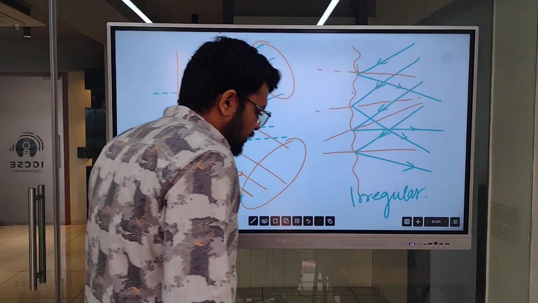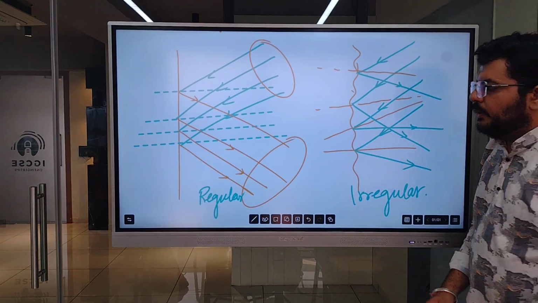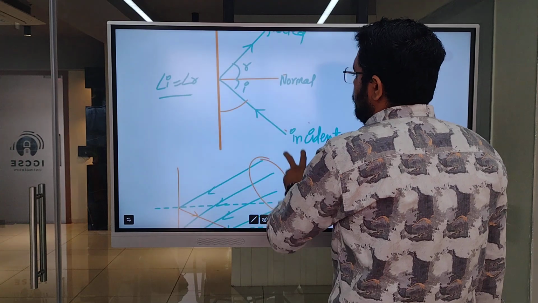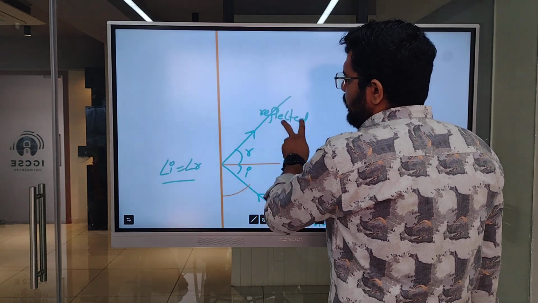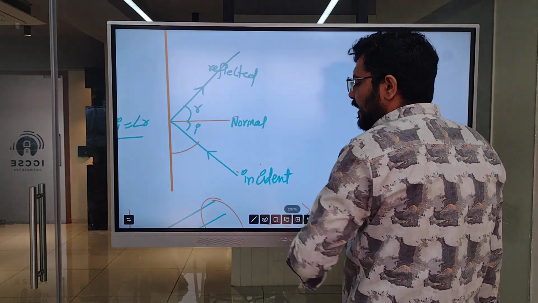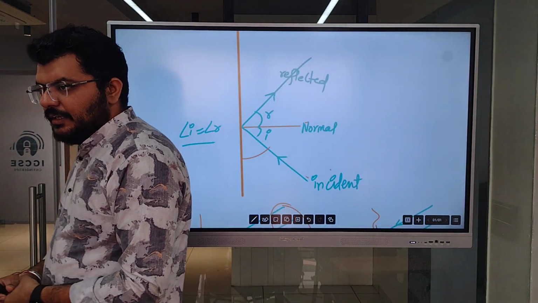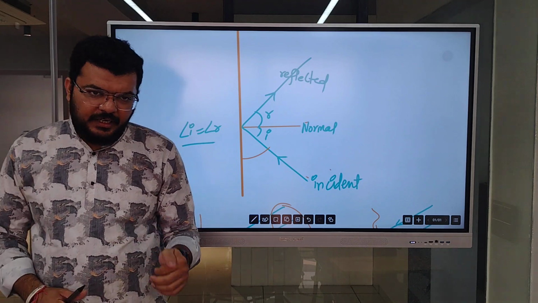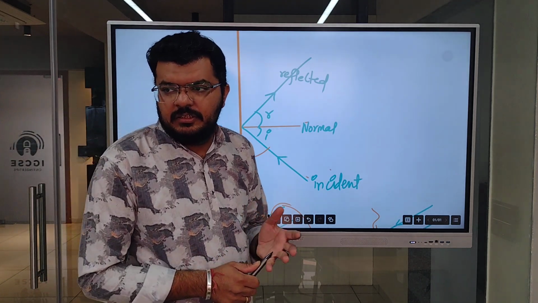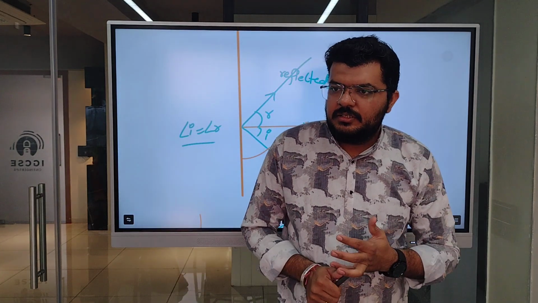Okay guys, let us start with topic 3.2. This topic is about reflection and refraction of light. In the last topic we have already understood that light is a wave, right? And waves can reflect, refract, diffract, interfere and get polarized, right?